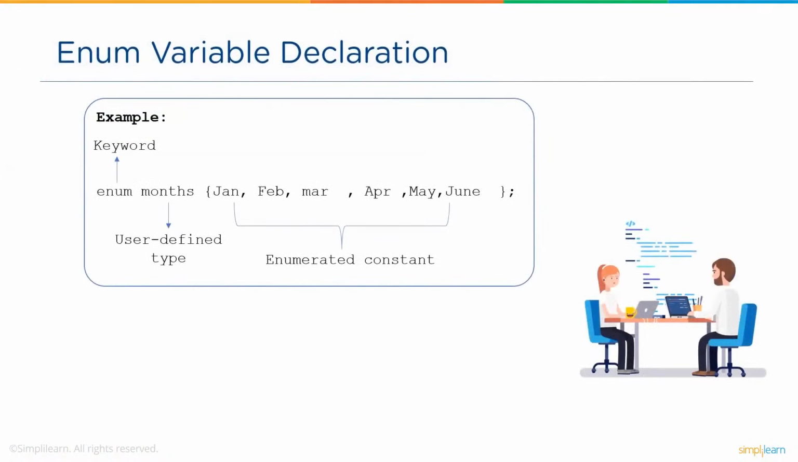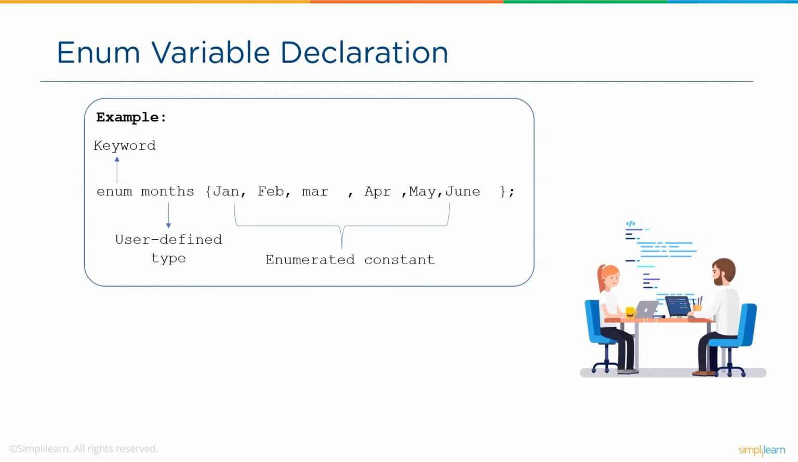Here, let us consider another example where we have month as a user-defined data type and January, February, March, April, May, and June as constants. As discussed before, by default, the compiler will assign values to the constants. It is even possible for the user to assign new integer values to the list of constants.